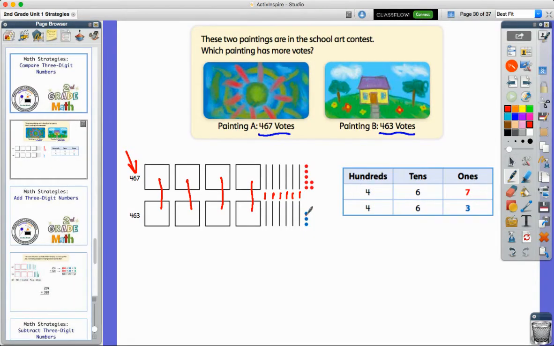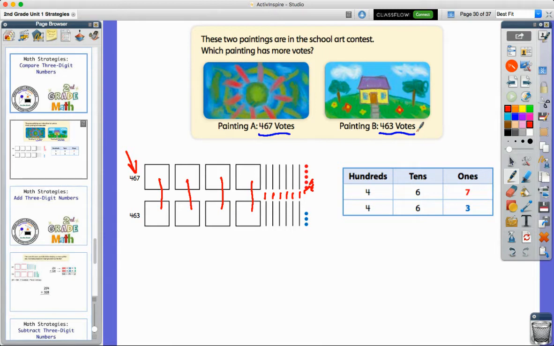Let's count. So again, there's 3 down here. I can mark off the 3 right here. So I can mark off this, this, and this. And 1, 2, 3, 4. They got 4 more votes. It's a pretty close contest. But this one right here got 4 more votes than painting B.